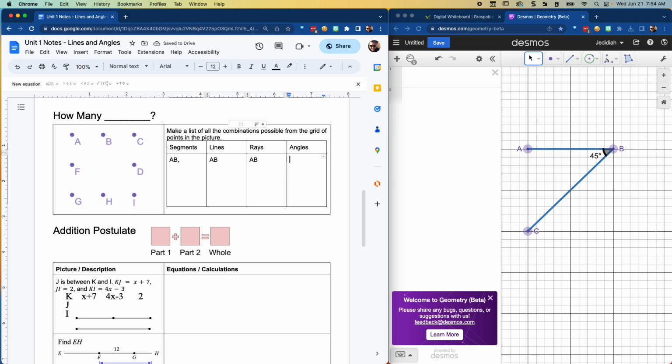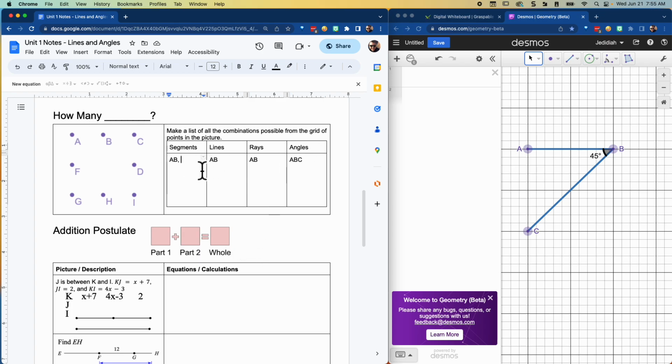Could I have angle ABC? Sure. It's going to be a straight angle because it's going off this way, off to the right, and that's a 180 degree rotation to get all the way around facing in the opposite direction. But so that's a bunch there.